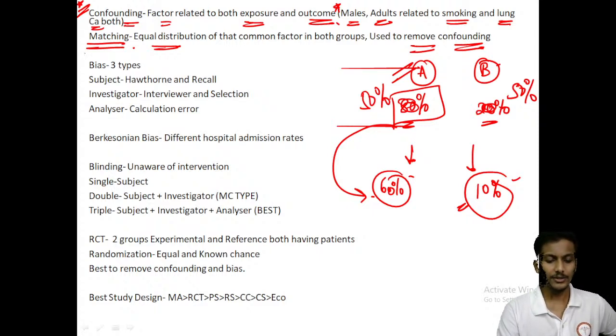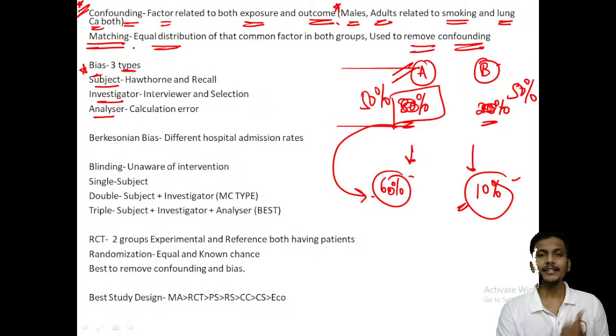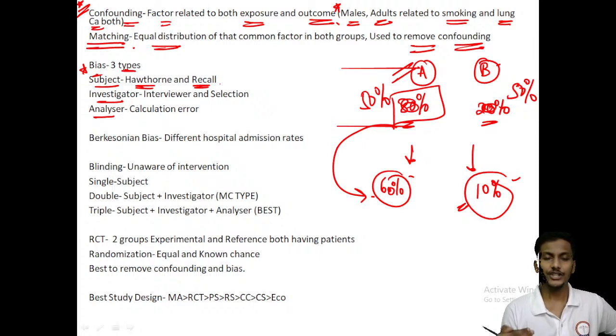Next one is your bias, and bias is of three types. First is the subject bias, second is the investigator bias, and third is the analyzer bias. So subject bias, as we have already studied in cohort and case control, those were your Hawthorne bias and the recall bias, which were related to your study subject or to your patient. Important.